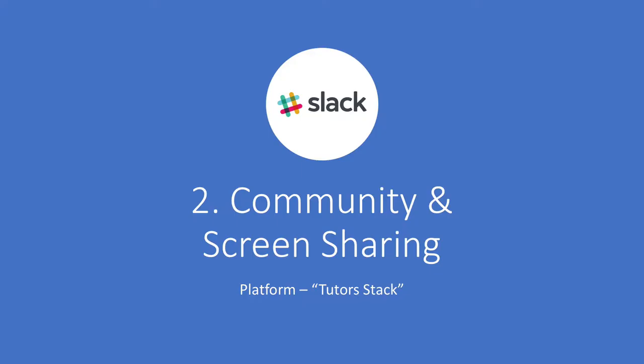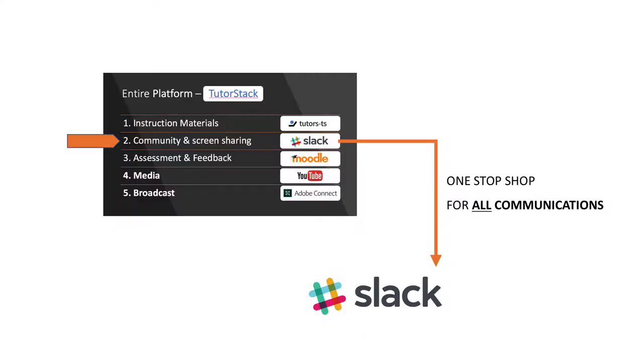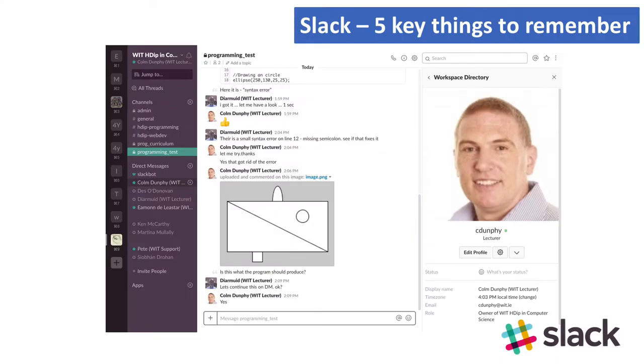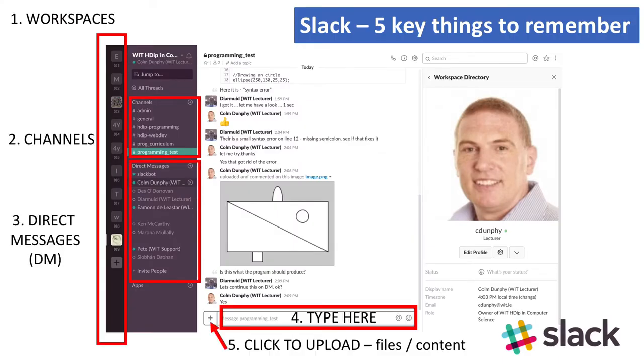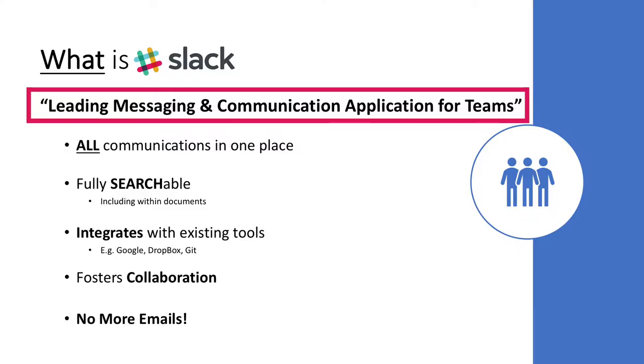Second layer is community and screen sharing, and we use Slack for this. It's the one-stop shop for all communications. Five key things to remember with Slack are workspaces, channels, direct messages, you type a text message, and you can upload files and content. It's the leading messaging and communication application for teams, all your communications in one place, fully searchable, so no more emails.